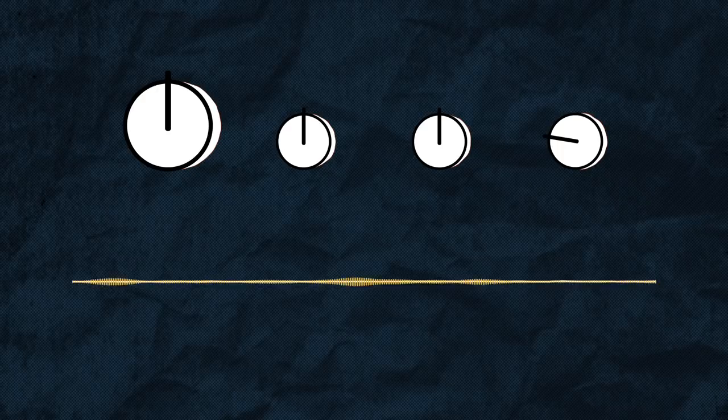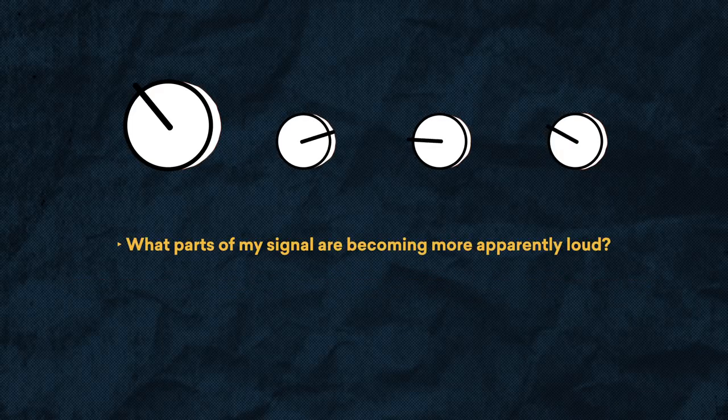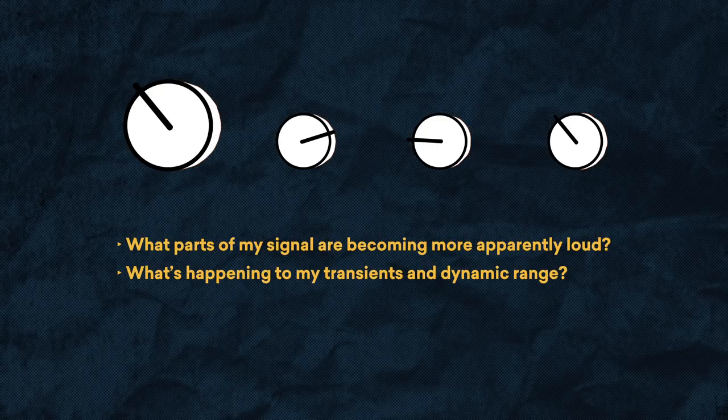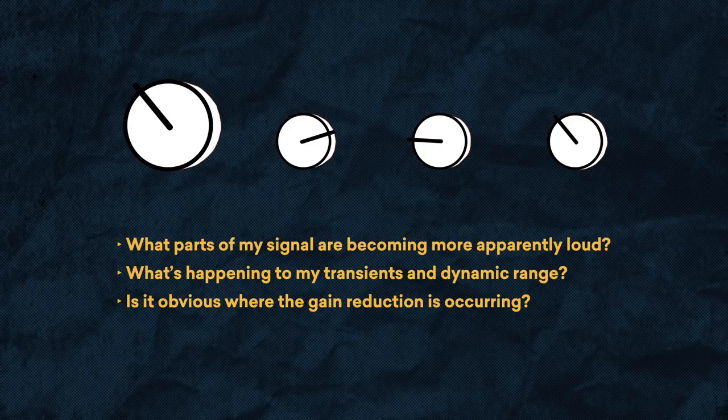be heard clearly. When you're dialing in a compressor, you have to listen for the signal's dynamics, not its timbre. As you adjust your settings, ask yourself, what parts of my signal are becoming more apparently loud? What's happening to my transients and dynamic range? Is it obvious where the gain reduction is occurring? Am I making things worse?